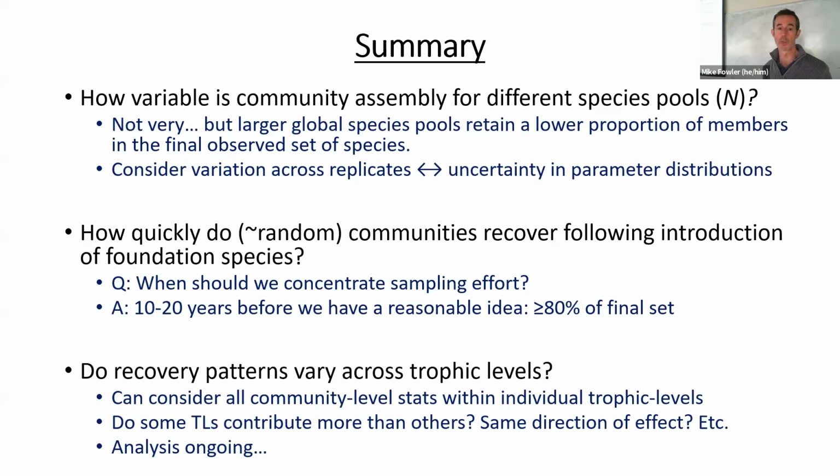But the larger global species pools, the larger food webs, retained a lower proportion of the members in the final persistent set of species. We can play around with the variability across replicates and the uncertainty in the parameter distributions with these sorts of models, and see if incorporating that uncertainty from the field data we're basing some of the parameters on changes the broad general conclusions that we might try to draw from this. So that's a nice way of incorporating mathematical modeling into questions related to real world data.